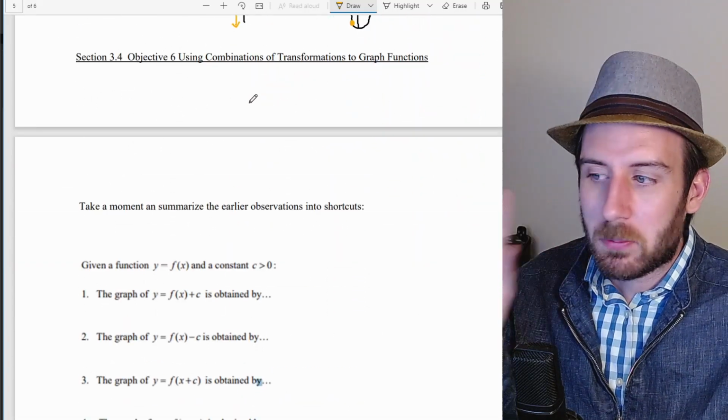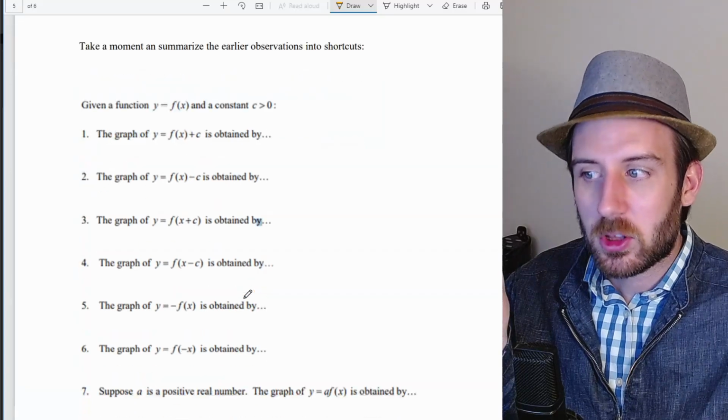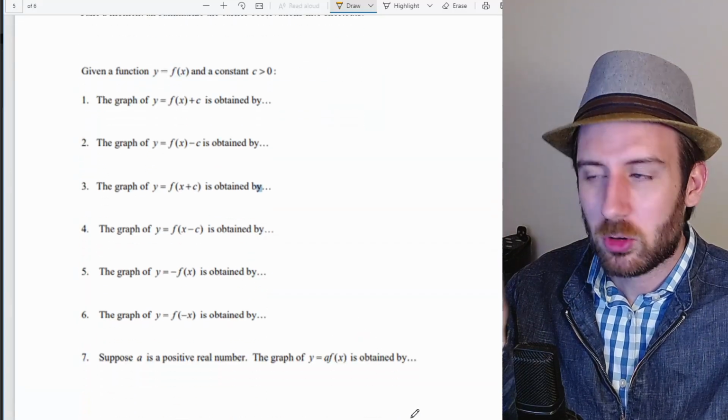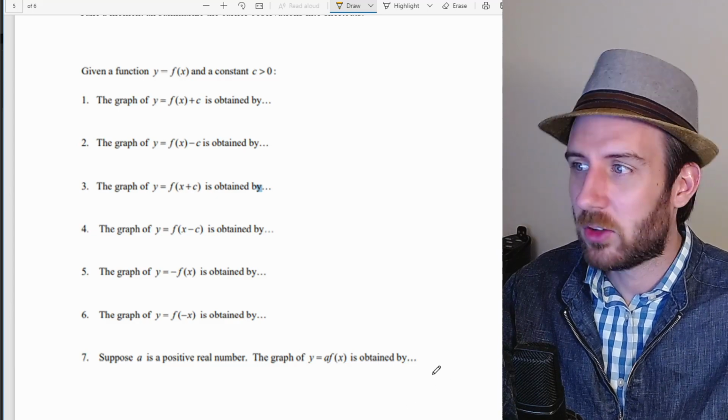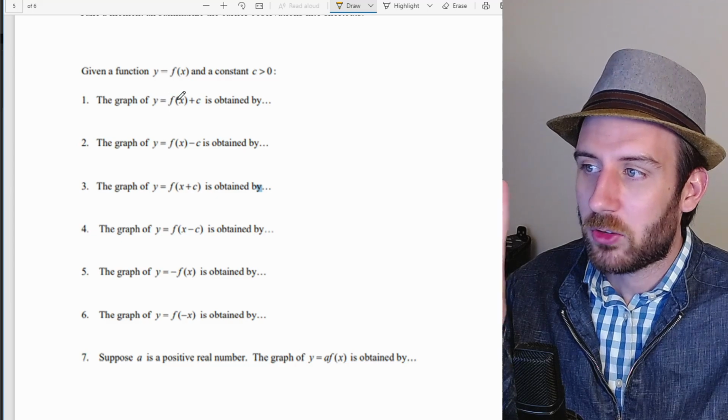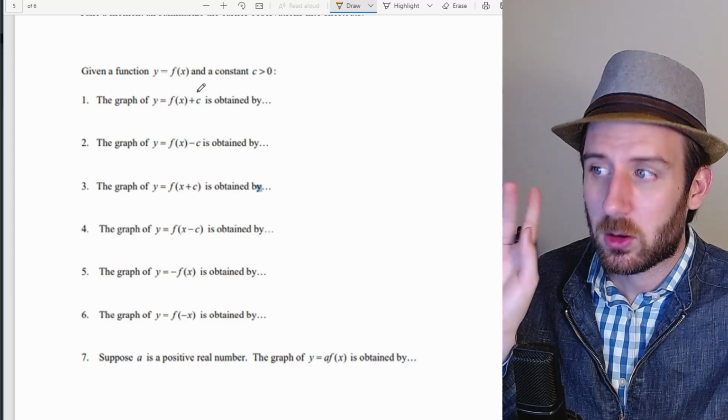So this is combining all of them, and I'm going to just leave this for you. We're not going to do this all together. I'll maybe talk through a few of these as we're looking through them, but I want you to take a moment and write some shortcuts here. So what are we actually saying? The graph of y equals f of x plus c is obtained by, okay, let's break this all down.